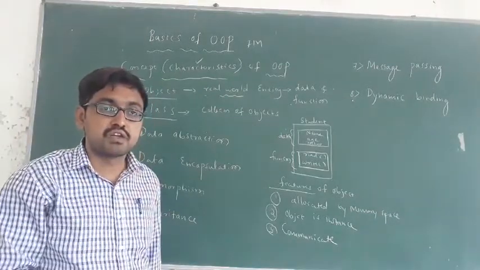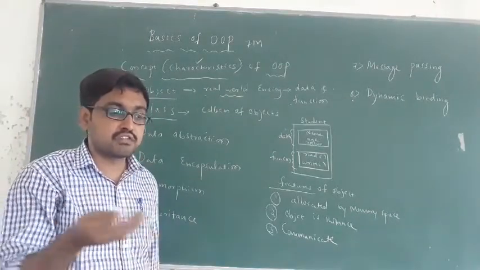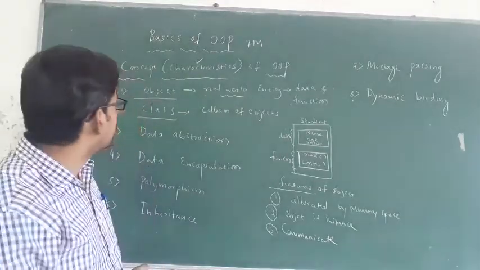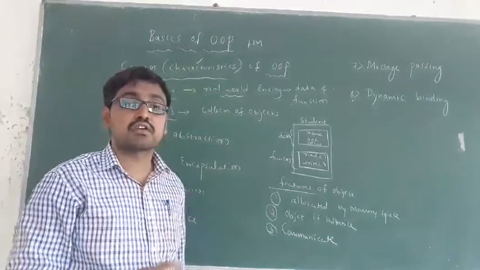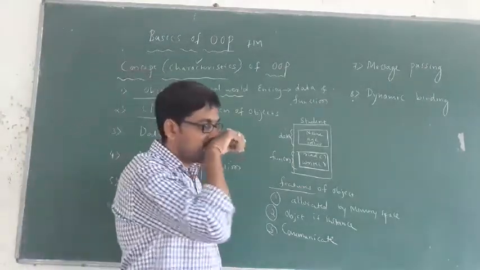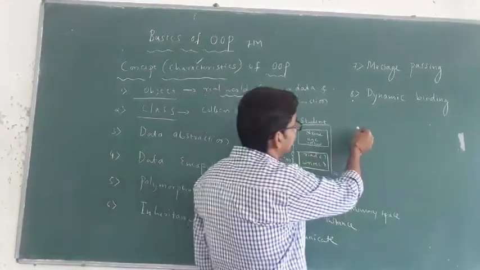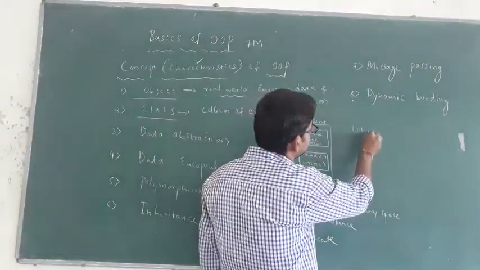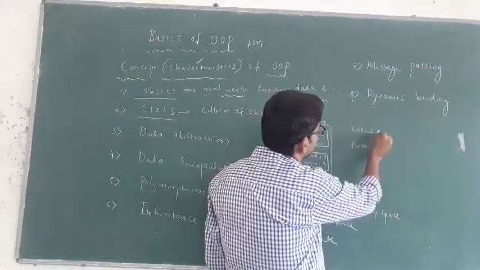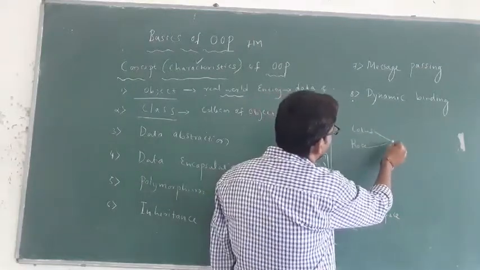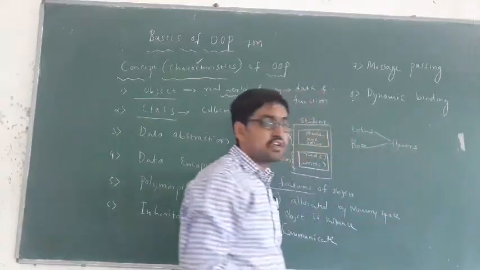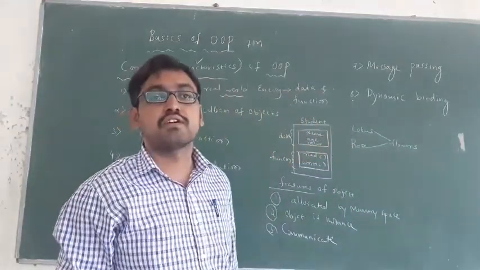Objects means what? For example, take chalk, a student. These are nothing but objects. A class is a collection of objects which have common features. For example, I am writing flowers like a lotus and a rose. These are the objects of class flowers.